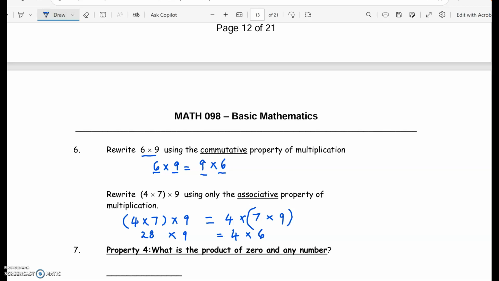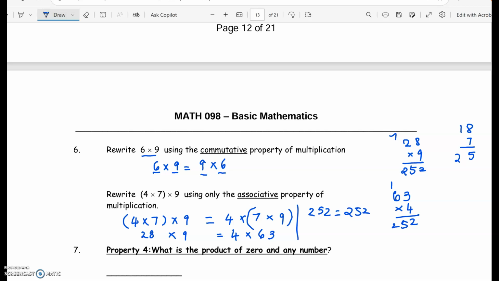9 times 7 is 63. Now let's multiply. 28 times 9. 9 eights are 72. 9 times 2 is 18. 18 plus 7 is 25. So that's 252. And let's do the right side. We've already multiplied 7 and 9, which is 63 times 4. 4 threes are 12, 6 fours are 24, plus 1, 25. Both sides are equal to 252, which means both sides are equal in value.